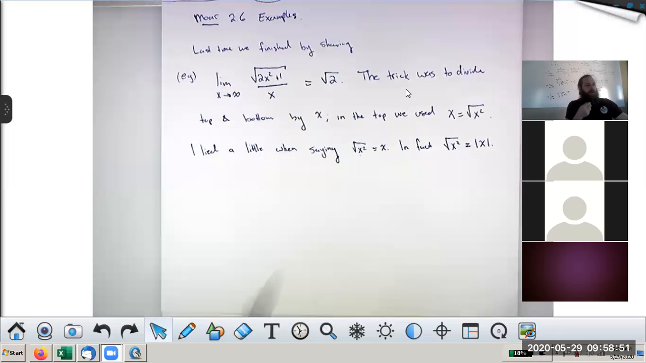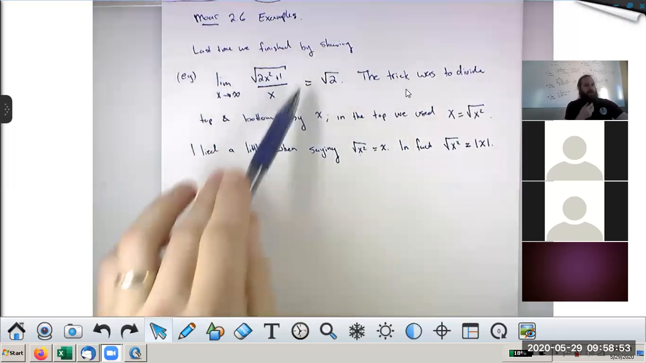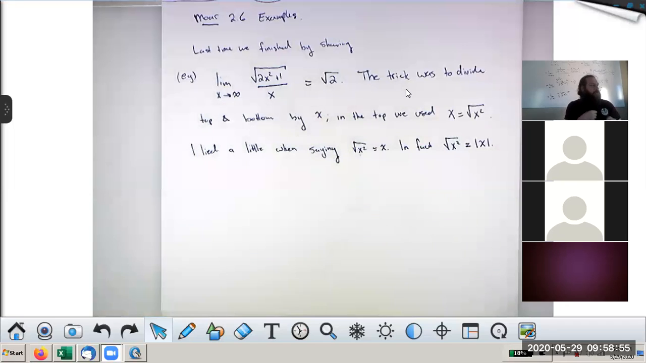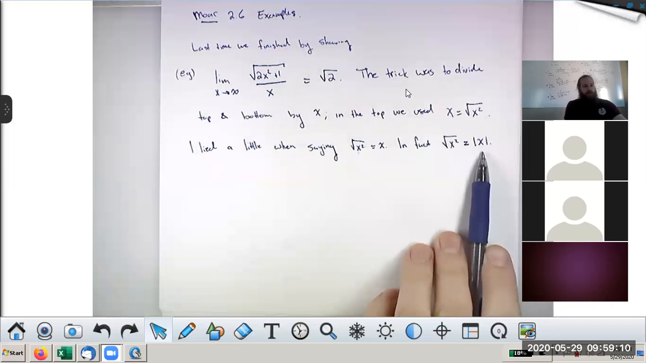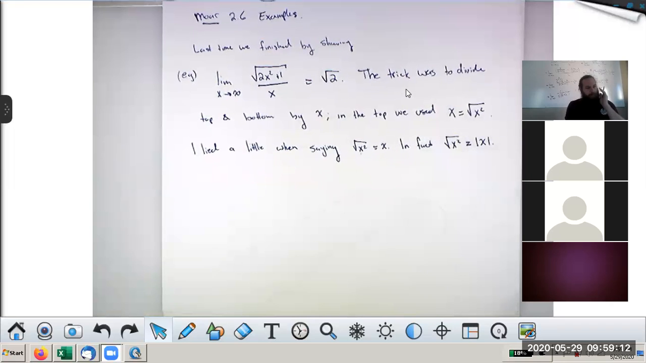Now, in the limit we were looking at the end of class last time, I was sending x to +infinity. So I'm imagining plugging in very, very, very big numbers for x. In particular, I'm imagining plugging in positive numbers for x. So this replacement didn't hurt us. Because if x is positive, then the absolute value of x is just x, and this is a true statement.